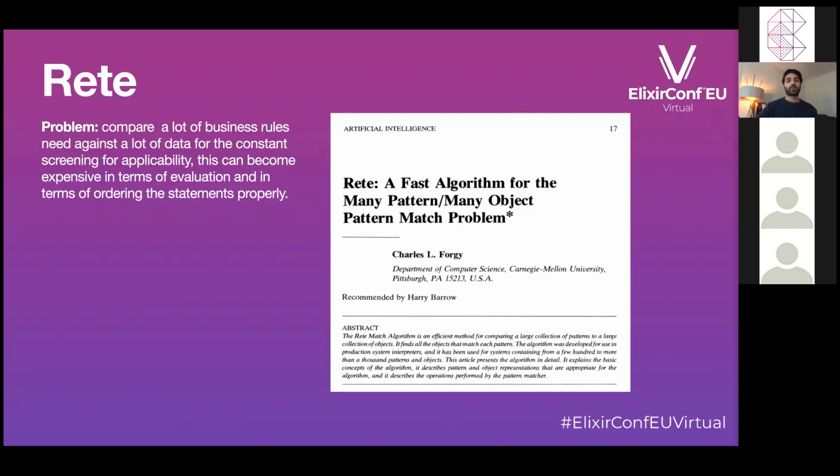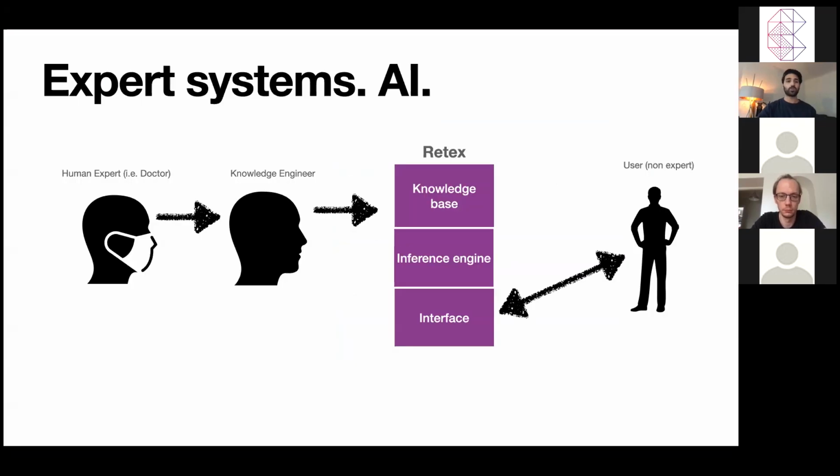And the problem that Rete is trying to solve is the one in which we find ourselves when we have to compare a lot of business rules against a lot of data. And we have to constantly screen for the applicability of those business rules and maybe make inferences and then assert new data, which will in turn trigger new rules. And we have to do it in a loop all the time. So, super interesting paper. I'll publish a presentation later so you can have a look if you want.